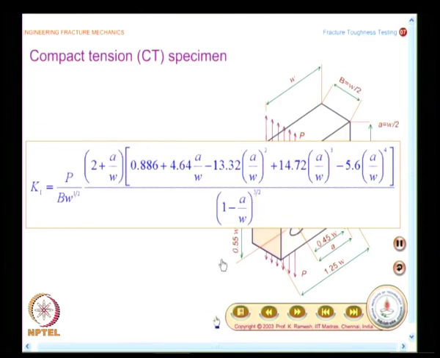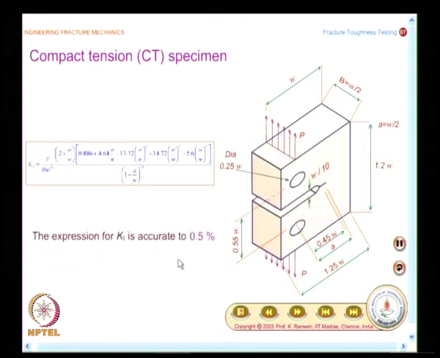And the standard also gives what is the accuracy. The value of K1 is accurate up to 0.5%. This is valid for A/W ratios between 0.2 and 1, and I had said you will have A/W hovering around 0.5. That is how all the specimens are mentioned in the case of fracture toughness testing.